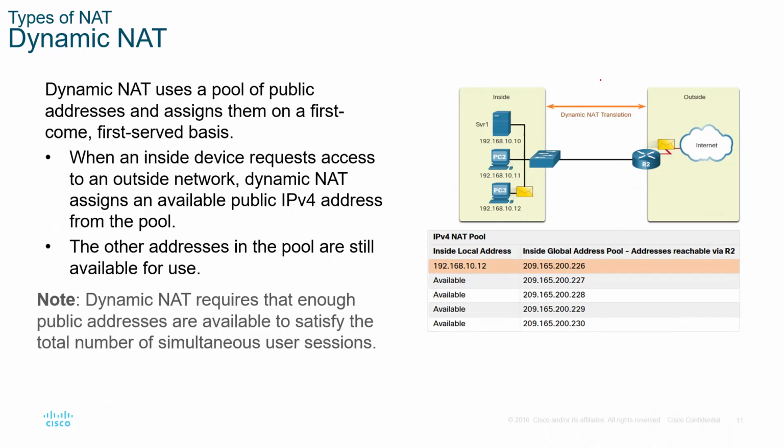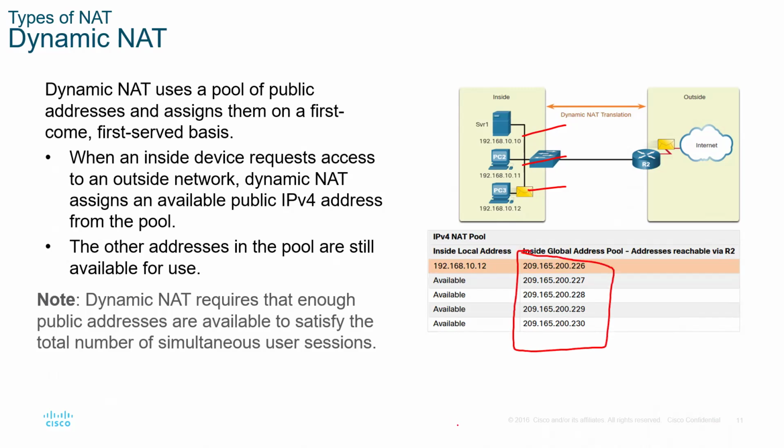In this case, the size of the pool will need to be large enough to accommodate all the connections from the internal network, basically. So in short, instead of having a one-to-one mapping for all these addresses, what I have is a pool.